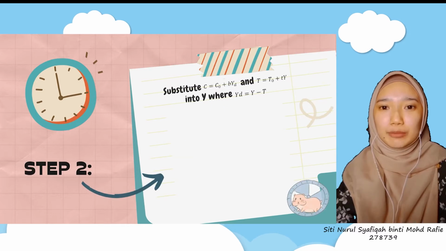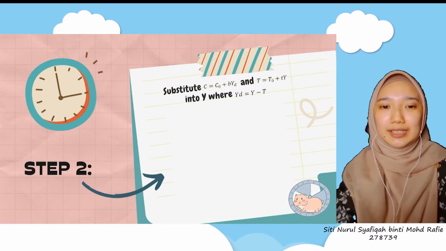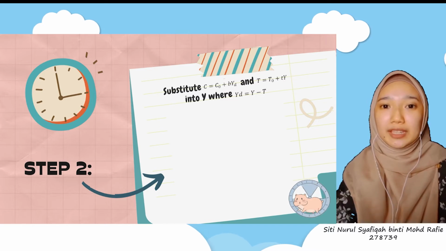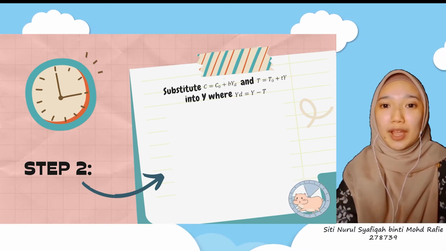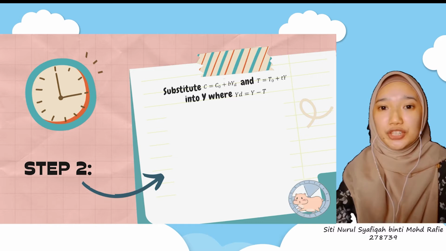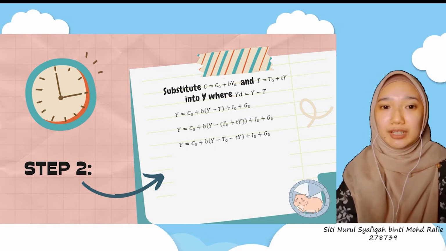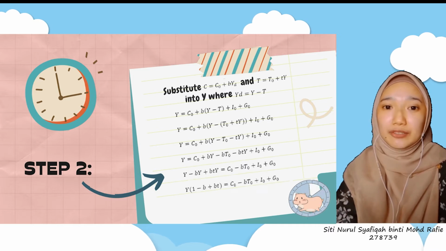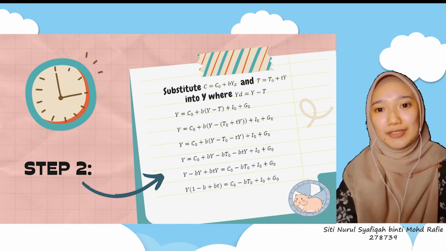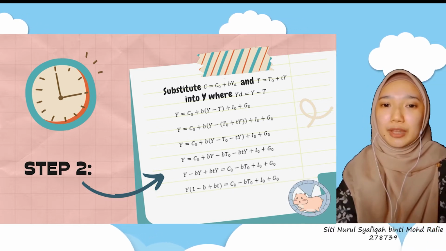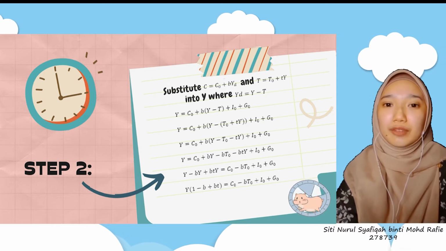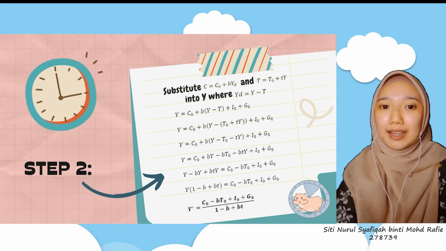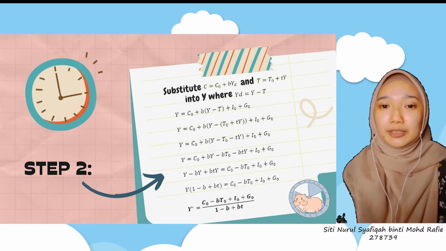The second step is we need to substitute C equal to C null plus BYD and T equal to T null plus tY into Y, where YD equals Y minus T. First, we write the equation and substitute the C and T equations. Next, we solve the equation by multiplying it out. Then we bring the negative BY plus BtY to the left side and the other variables remain on the right side. Then we get the value of Y star, which is C null minus BT null plus I null plus G null divided by 1 minus B plus Bt.